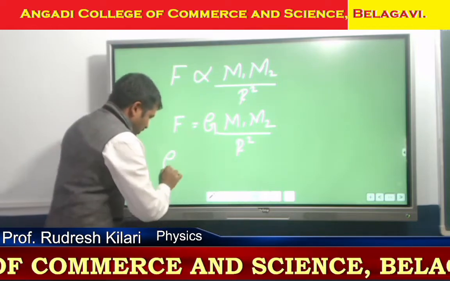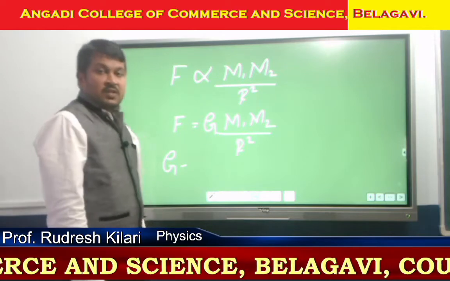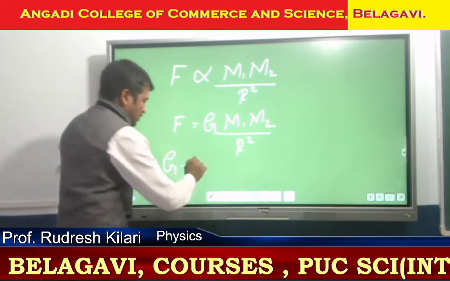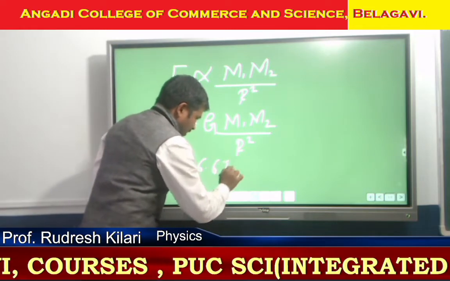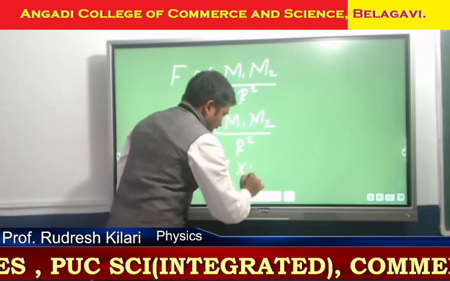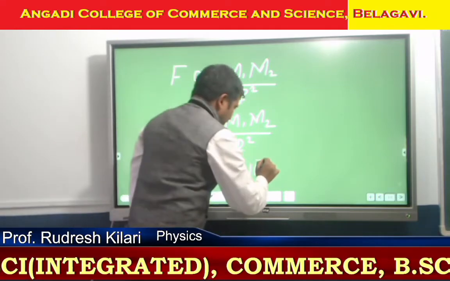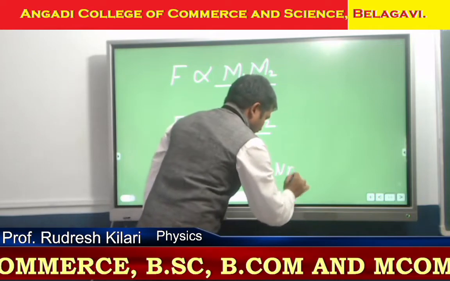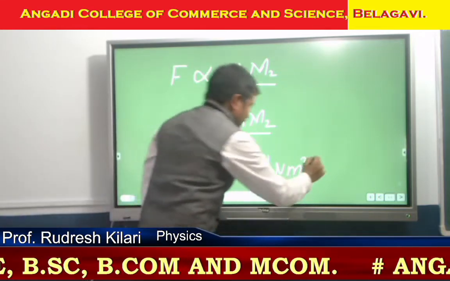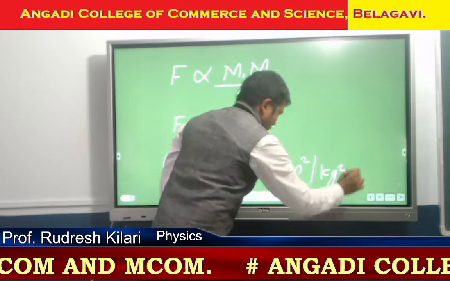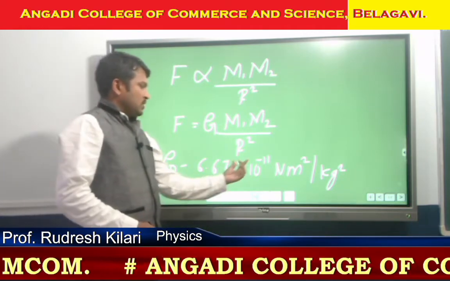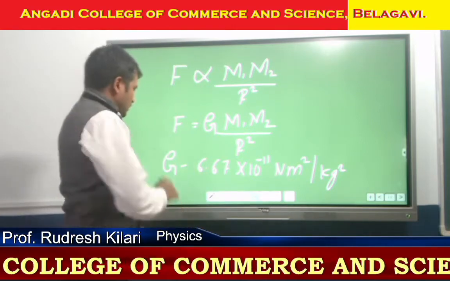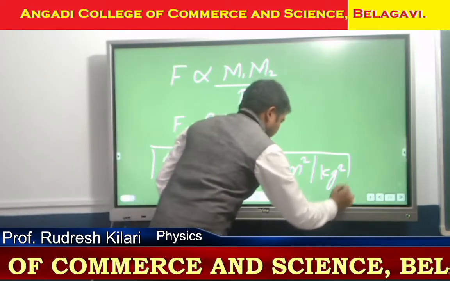What is meant by G? G is the universal gravitational constant. G is 6.67 into 10 raised to minus 11. What is the unit? That is Newton meter square per kg square. This is the gravitational constant.